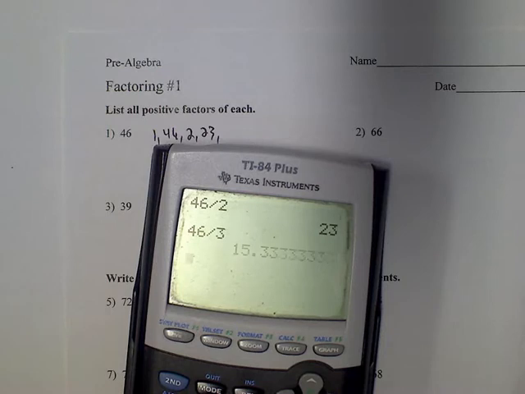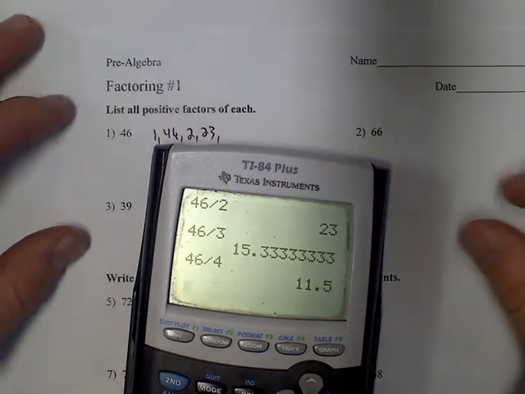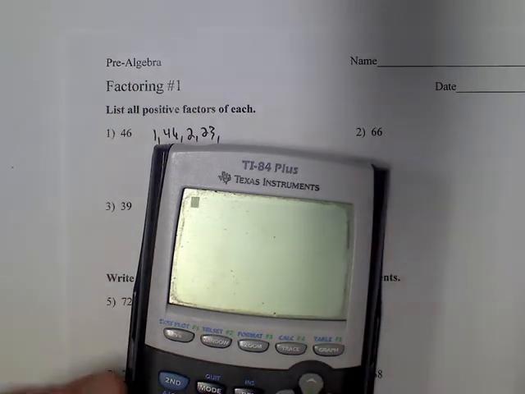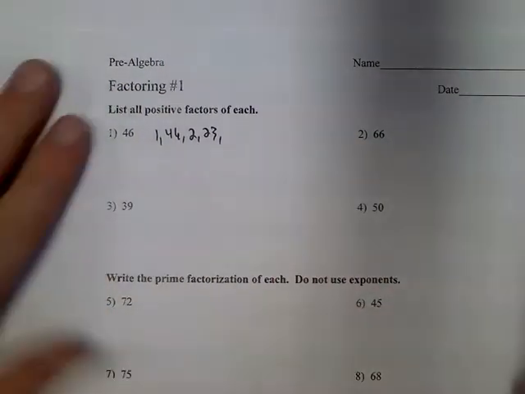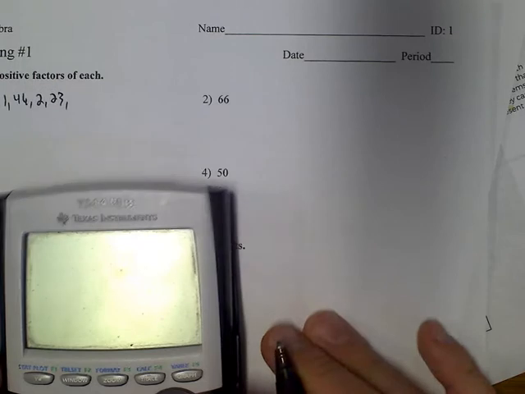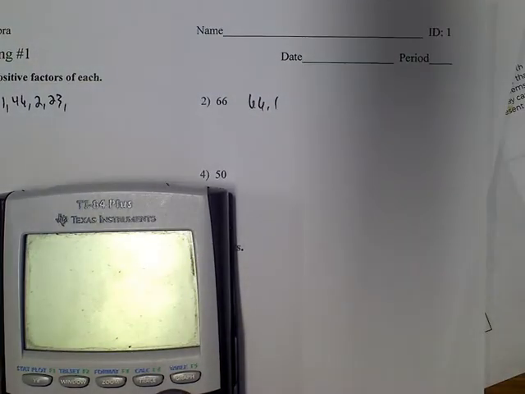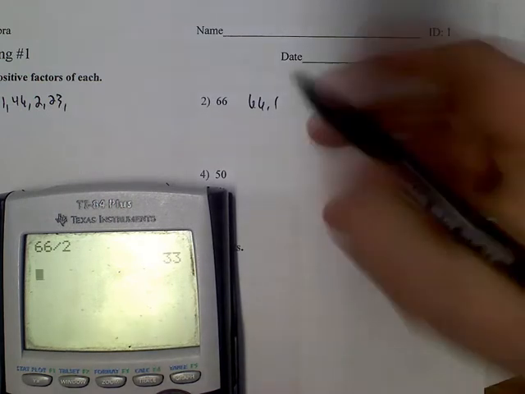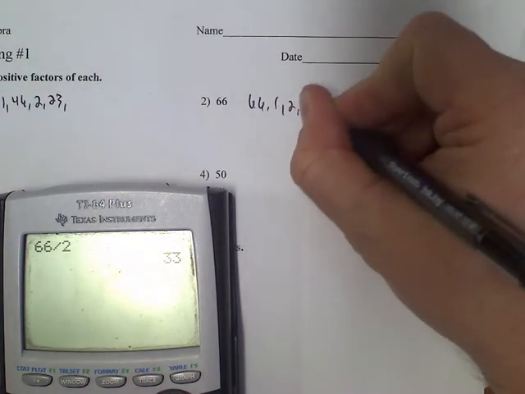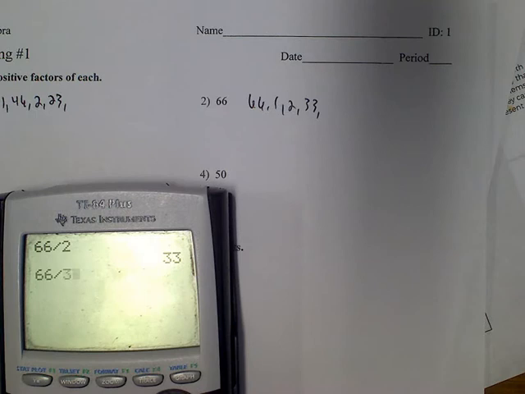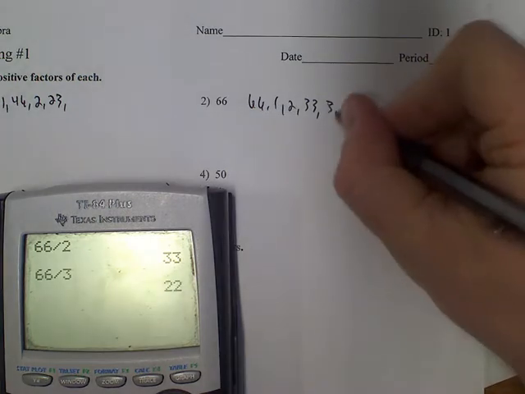46 divided by 3, no. 46 divided by 4, no. I know it's not divisible by 5, and that's it. Same thing with 66. I know 66 and 1. 66 divided by 2 would be 33. 66 divided by 3 gives me 22.